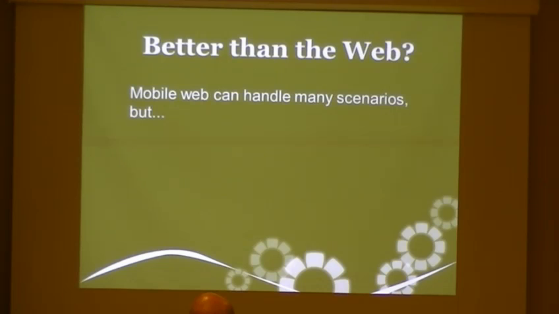Okay, so the real big question here is: is it better than mobile web? So mobile web can handle many, many scenarios, and it's growing. The number of scenarios that mobile web can handle is growing. As I mentioned, accelerometer support is coming in. I think the iOS 6 browser can support accelerometer now. So you can design an app that can actually handle that, like a Shake app or something. Contacts are coming in. All these things are coming in.